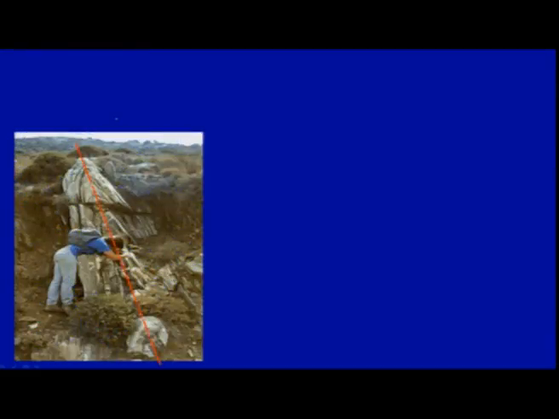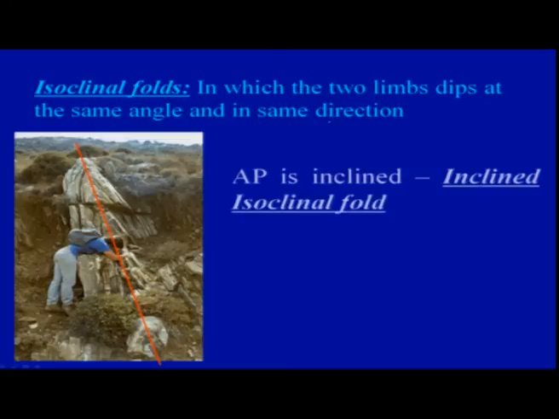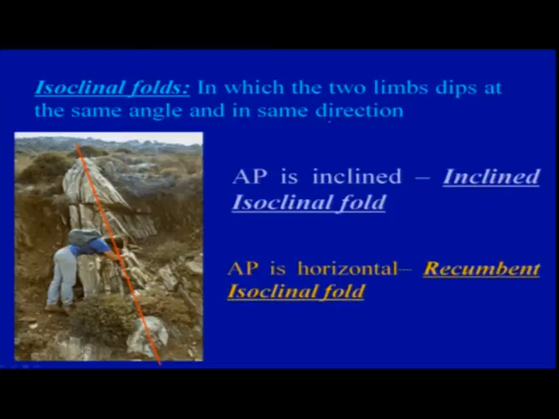This is another example if we classify different folds. Here there is an isoclinal fold, in which two limbs dip at the same angle in the same direction. That is termed an isoclinal fold, and if the axial plane is inclined, we say inclined isoclinal fold. And if the axial plane is horizontal, then it is a recumbent isoclinal fold. So, isoclinal fold: two limbs dip at the same angle and in the same direction.